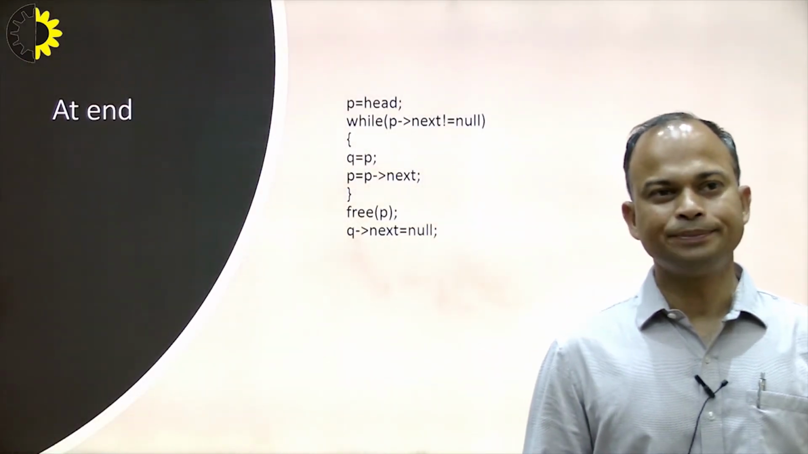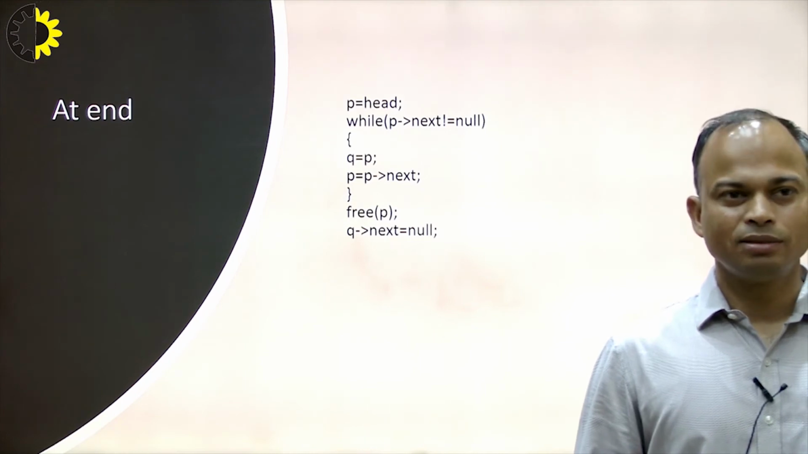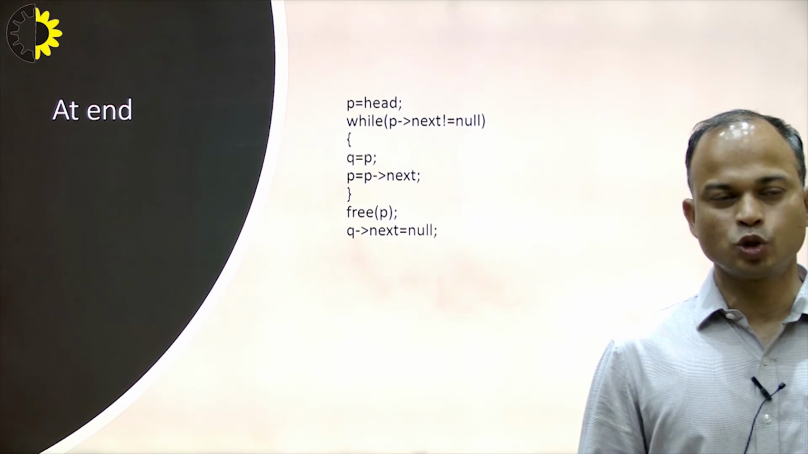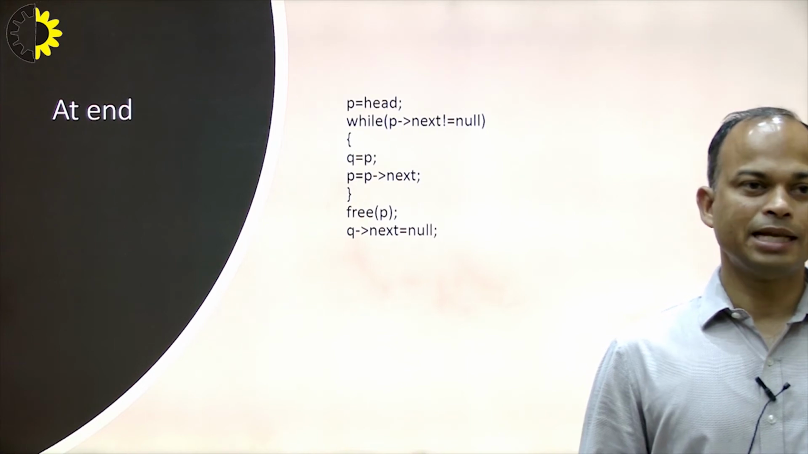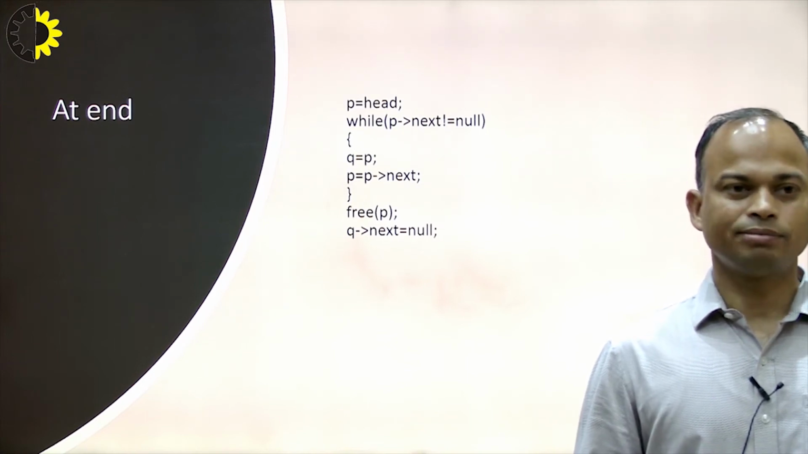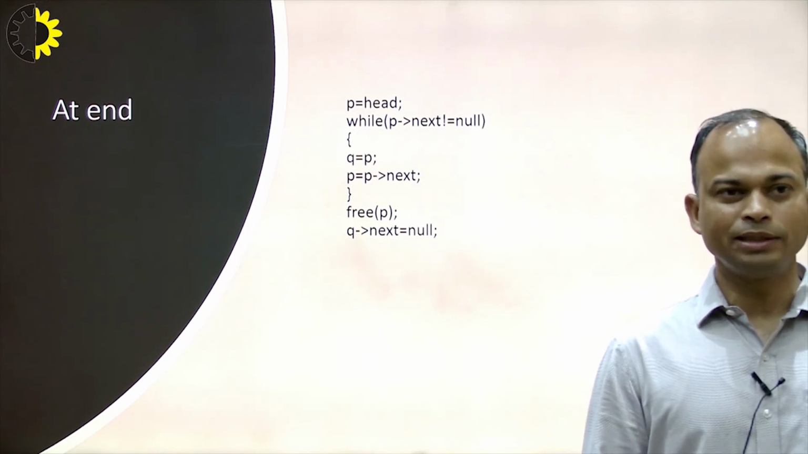This is the code: p equals head, while p arrow next not equals null, q equals p, p equals p arrow next. In this way the pointer p contains the address of the last node, q contains the address of the just previous node, and q arrow next equals null. So in this way we can delete the node from the end.